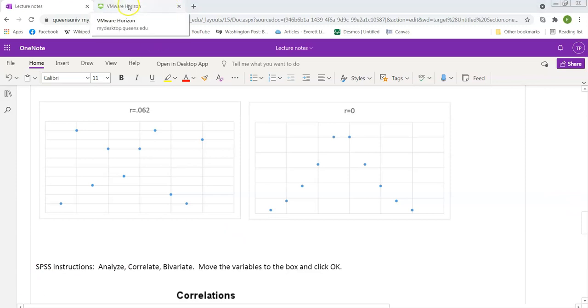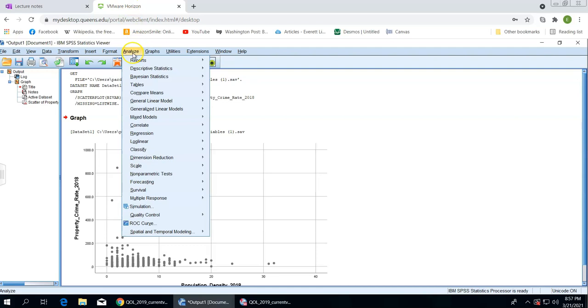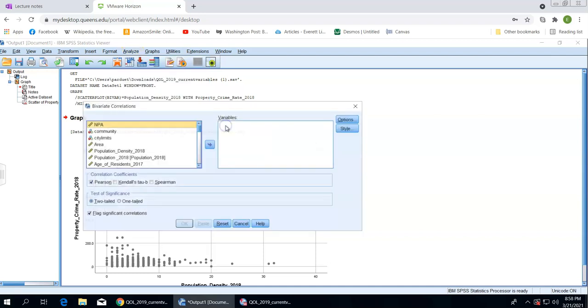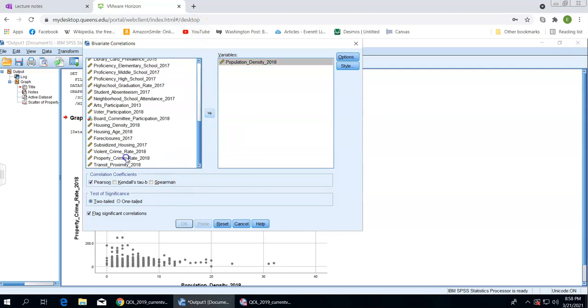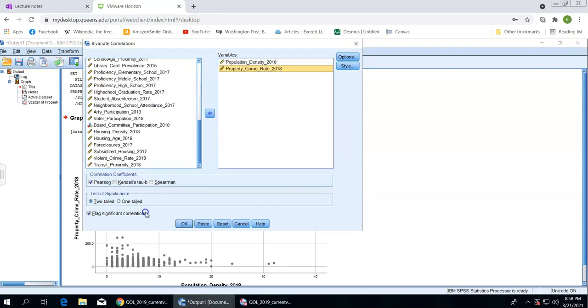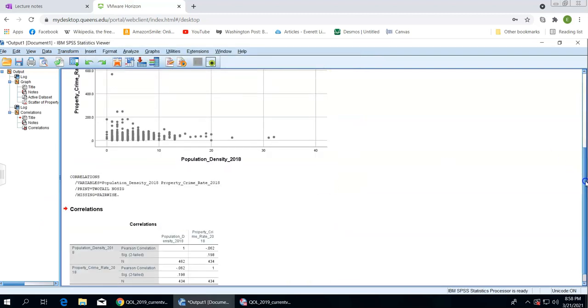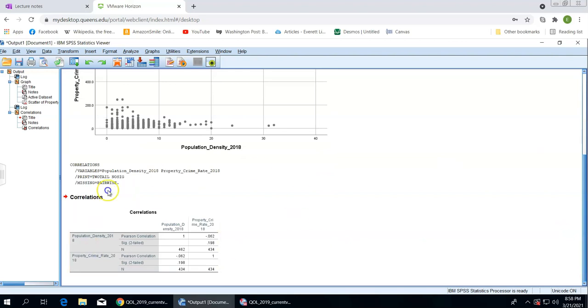To calculate this in SPSS, you just have to go to Analyze, Correlate, Bivariate, and then we're looking at population density and property crime rate. So we're going to move those two variables over, and it doesn't matter which one's listed on top. And then everything else you can just leave the same and click OK. So this gives us our output.